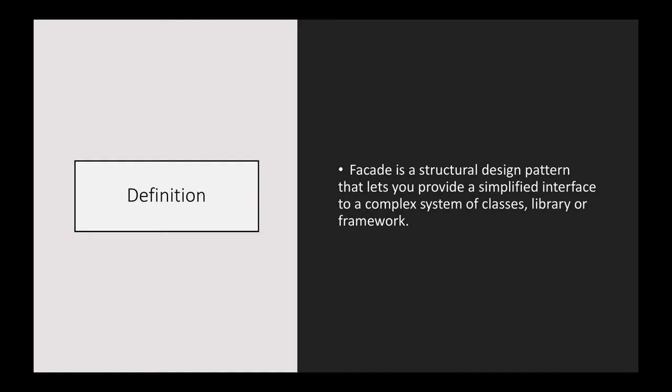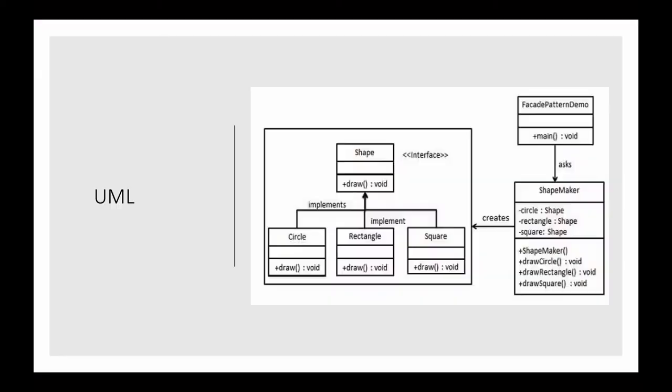Let's say you have a very complex system of classes or a library, but you don't want to expose the internals of your library. So what you will do is expose an interface which will perform the operations for you, which the library will be performing underneath, without exposing the internals of the library. That's what the facade pattern is for. It's a structural design pattern which lets you provide a simplified interface to a complex system of classes. So we have discussed the problem.